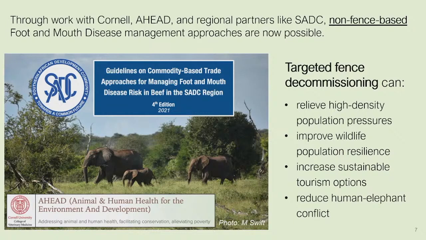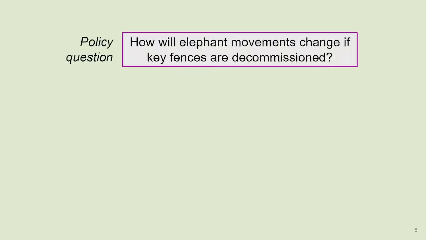But if you're a manager or a policymaker, you might be hesitant to adopt a new management tool without knowing its actual effects on the landscape. So that's where my project comes in. The goal of my postdoc is to provide computational tools to help policymakers answer questions like this one: how will elephant movements change if key fences are decommissioned?